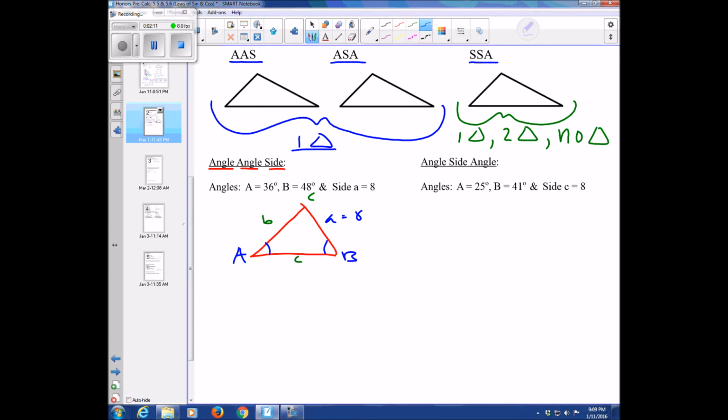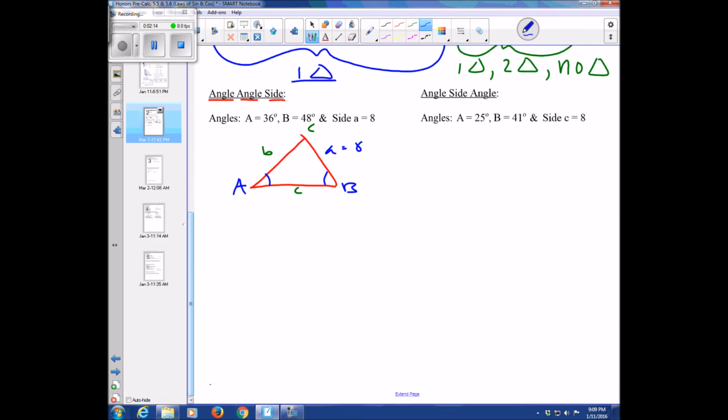So what we're going to do is set up the ratio that we have, which is the ratio for angle A to side A. So we've got sine of 36 degrees, that's angle A, to our length of 8, which is the side opposite A. And we're going to set that equal to the ratio involving the other dimension that we're given, angle B: sine of 48 degrees over side B, which is one of the dimensions we're missing.